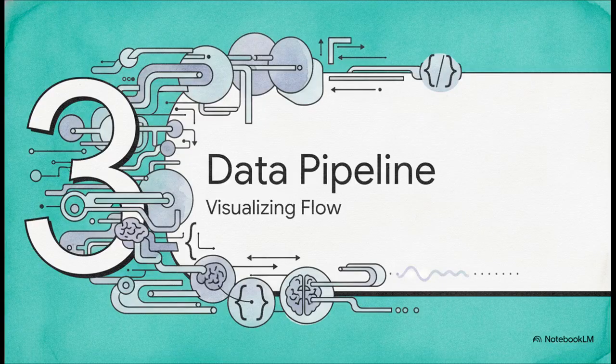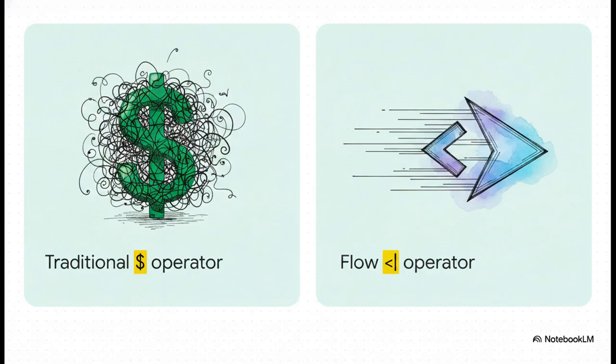Which brings us to Section 3, Visualizing the Data Pipeline. This is where things get really interesting. We've got to think about the physical shape of the syntax itself, because our brains process physical shapes way faster than abstract concepts. Notice the direct contrast between the traditional $ operator and the flow library's operator. In Haskell, that $ is incredibly common. It's used all the time for function application just to keep us from drowning in parentheses. But visually, it's just an abstract squiggle. It doesn't tell your eye where to go.